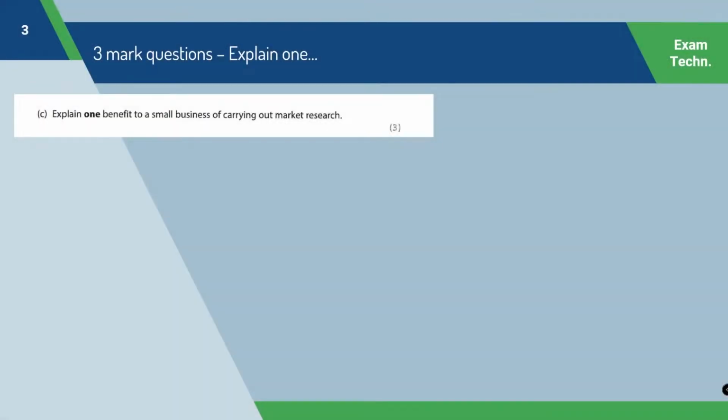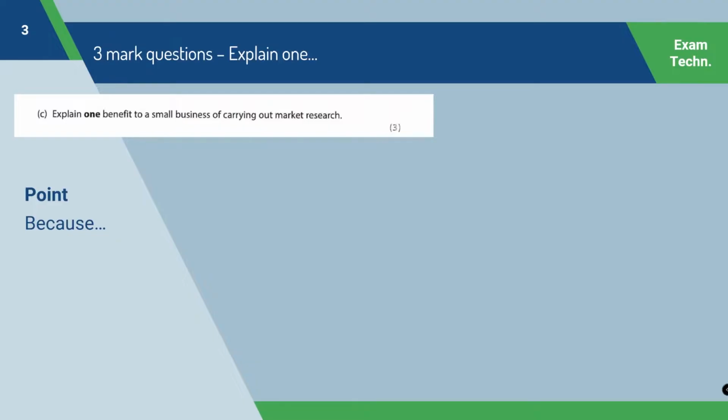So in terms of short answer questions, the main type of question that you would see is a 3 mark, and these questions always look like this. Explain one benefit to a small business of carrying out market research. The key thing is focusing on the words of the question, and then in terms of the way these are marked, you want to make your point, and then you want to add 2 links.